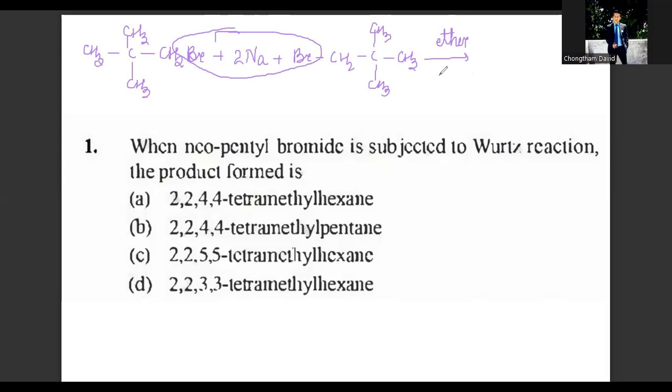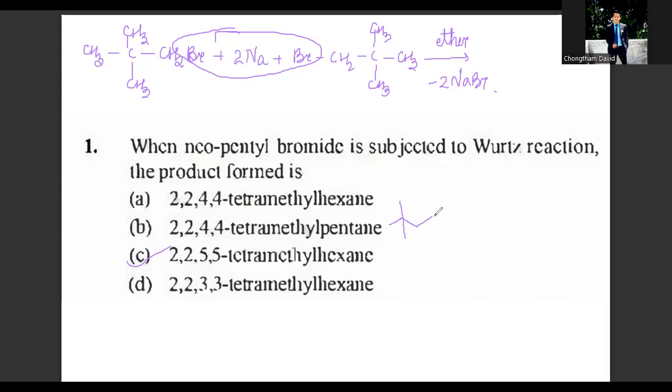So remove this bromine and sodium as salt, 2 moles of sodium bromide, and the product will be the formation of 2,2,5,5-tetramethylhexane. So you have to undergo condensation. You can link these two structures so as to get the final structure. I shall write the structure in bond line notation.